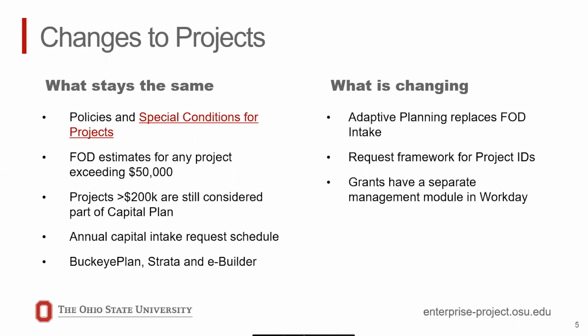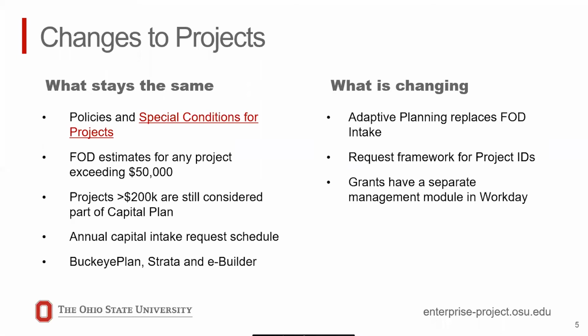Changes to projects. What stays the same? Within the guidelines of the projects module, you will be able to create, track, and monitor your non-FDC managed projects. Any project, capital or non-capital, that is managed by FDC should continue to get an estimate from FDC. A project of $200,000 or greater is still part of the yearly capital planning process. Centrally, the University Capital Core Committee will continue to determine the annual capital intake schedule.